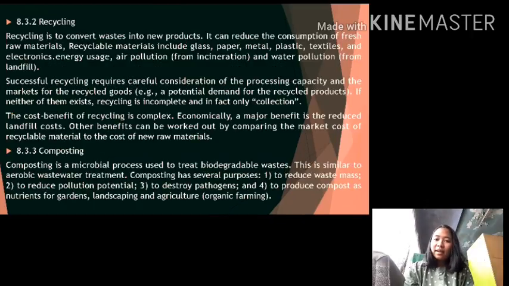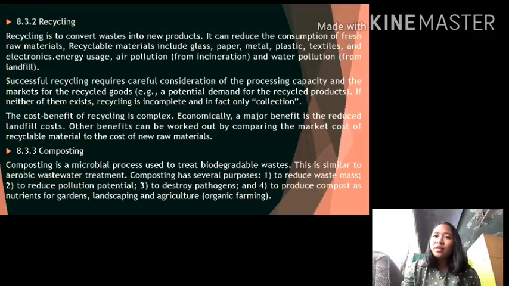8.3.2 Recycling. Recycling is to convert waste into new products. It can reduce the consumption of fresh raw materials. Recyclable materials include glass, paper, metals, plastic, textile, and electronics. Energy usage, air pollution from incineration, and water pollution from landfill.